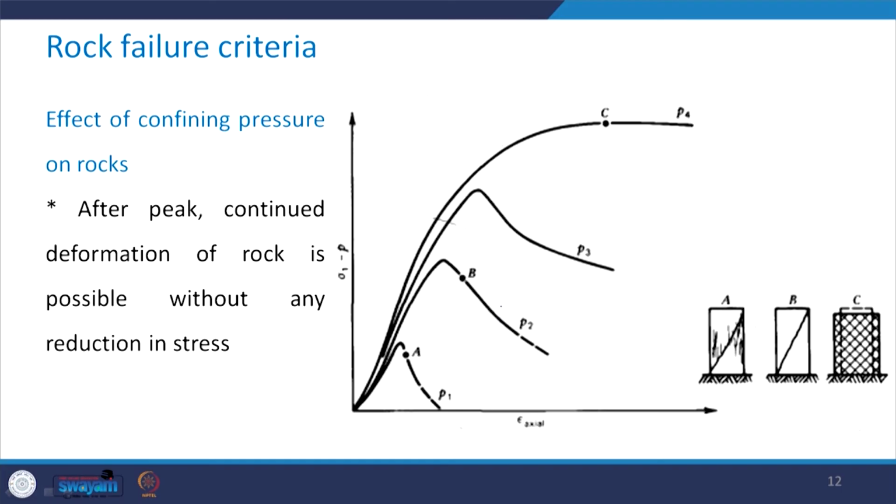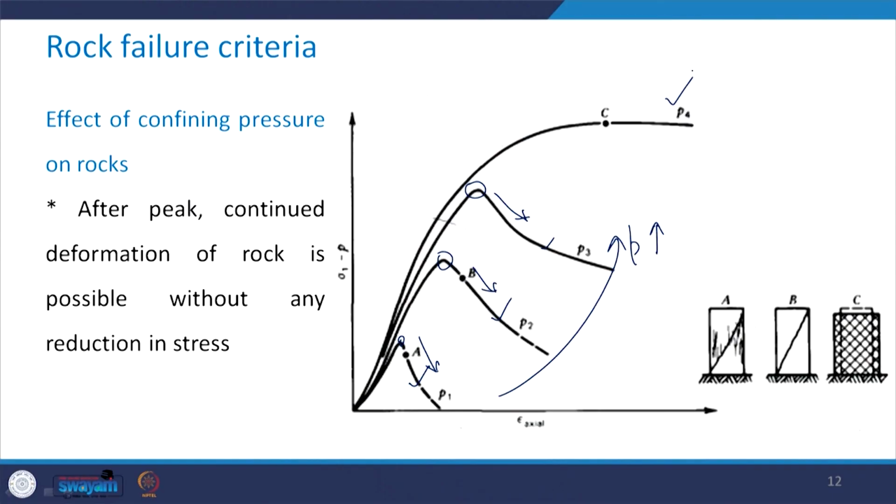Let us see the continued deformation after the peak in this case. See here, after the peak in all these 3 cases, there is a sudden reduction, and this is less striking when you are increasing the value of P. But when the ductile behavior is there, that is in this case, the continued deformation is going to take place. So you see that this is after C.